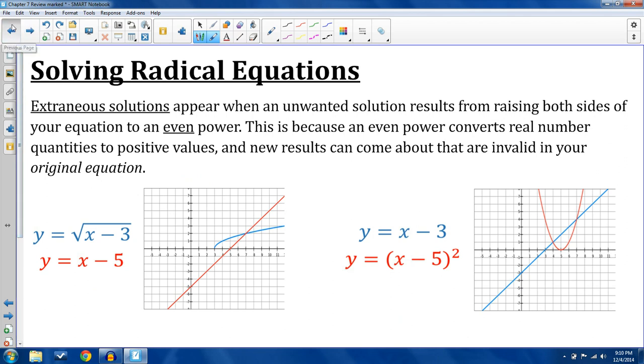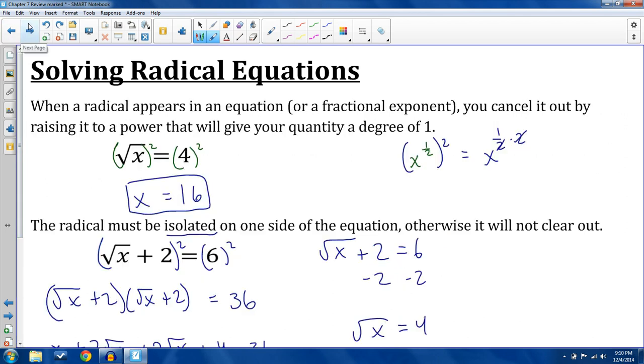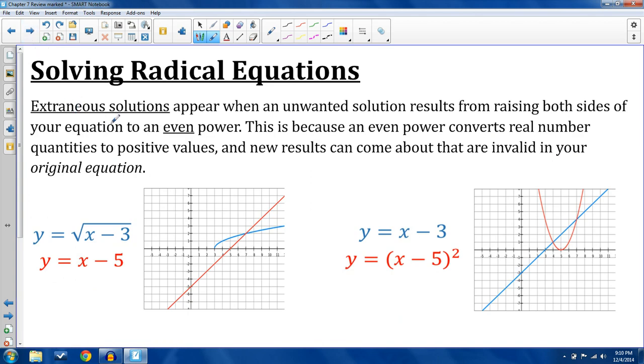Oh, I'm sorry. I'm going to talk about some more stuff here. The next step, right here, extraneous solutions. Ignore the graph stuff for now. I'll tell you about it in a second. Extraneous solutions appear when an unwanted solution results from raising both sides of your equation to an even power.